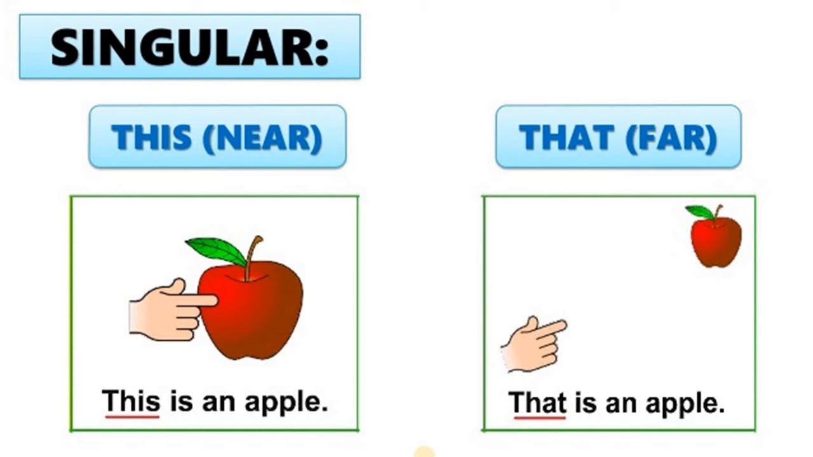This is used to talk about things that are near to us. Like, this is an apple. That is used to talk about things that are far from us. Like, that is an apple.